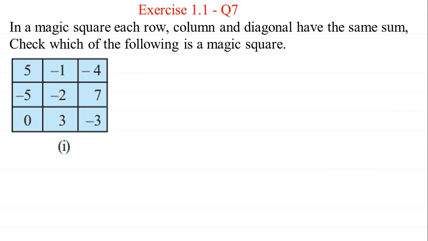The question is, in a magic square, each row, column and diagonal have the same sum. Check which of the following is a magic square.